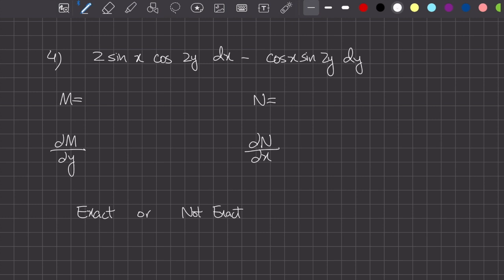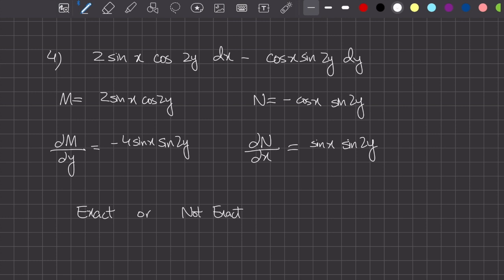Time for one last one. Let's make it more difficult. We have the equation 2 sine x cos 2y dx minus cos x sine 2y dy. Here, m is 2 sine x cos 2y and n is negative cos x sine 2y. Take the partial derivative of m with respect to y. That gives negative 4 sine x sine 2y. Then take the partial derivative of n with respect to x. That yields sine x times sine 2y. Since the answers do not match, this equation is not exact.